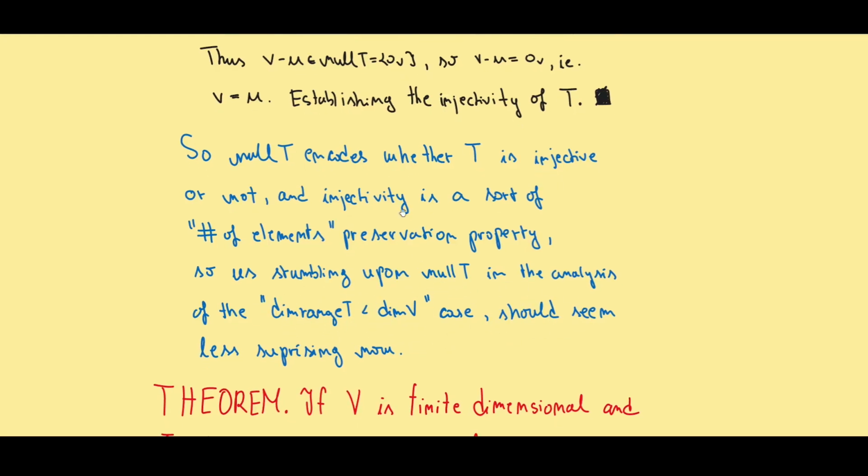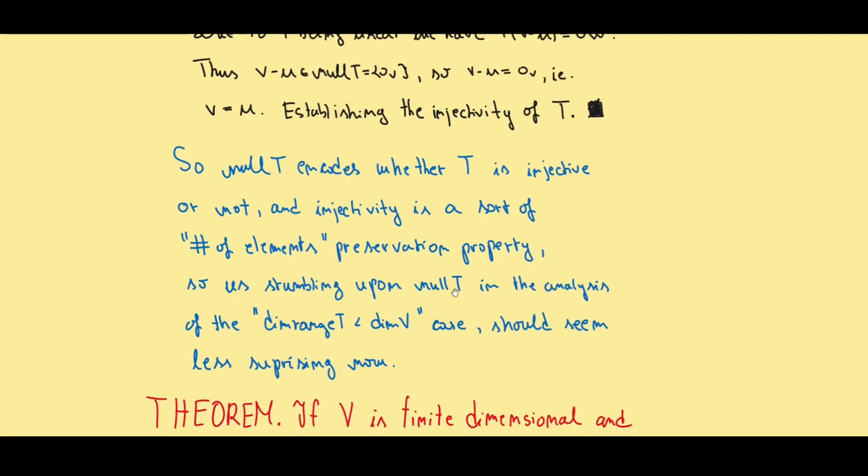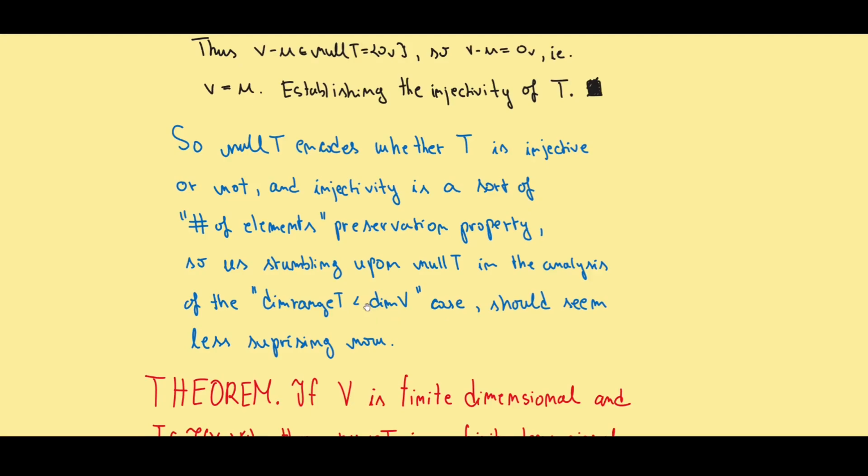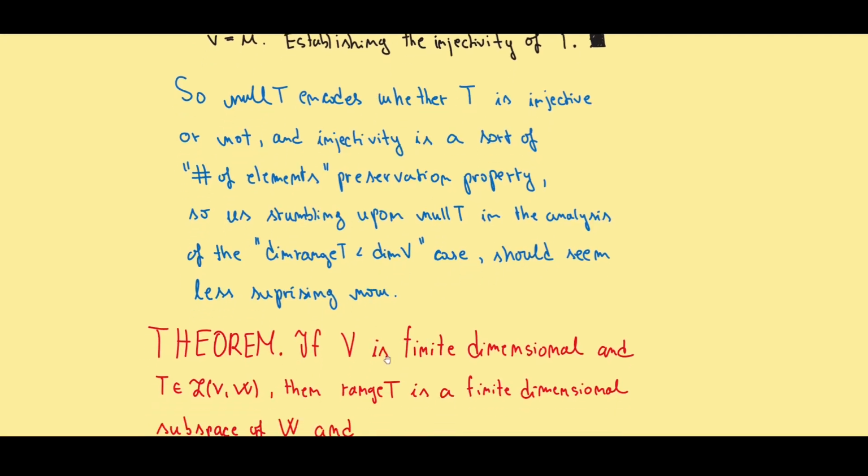So yeah, it should seem less surprising now, since we see that null T is directly encoding injectivity, and injectivity is about preserving the number of elements. So, if the dimension of this resulting space is less than the starting space, obviously some number of elements probably got lost or something. So cute.